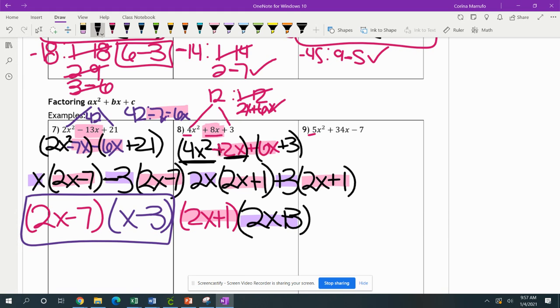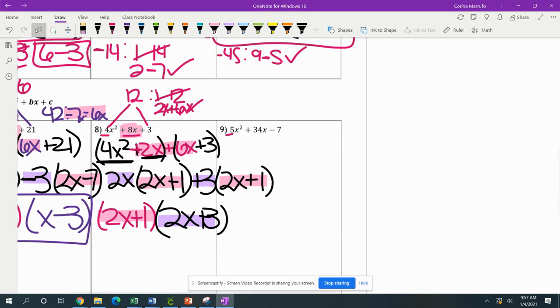Okay, and then the last example. Whenever you have that number out there in the front, you go ahead and multiply 5 and negative 7, that gives me negative 35. So we look, what numbers multiply to give me negative 35, but have to add up to a positive 34. 1 times 35 gives me 35. Now it does need to be a positive 34, so when we subtract these, if I do 35 minus 1, that would give me 34. So that means that the 35 is positive and the x is negative.